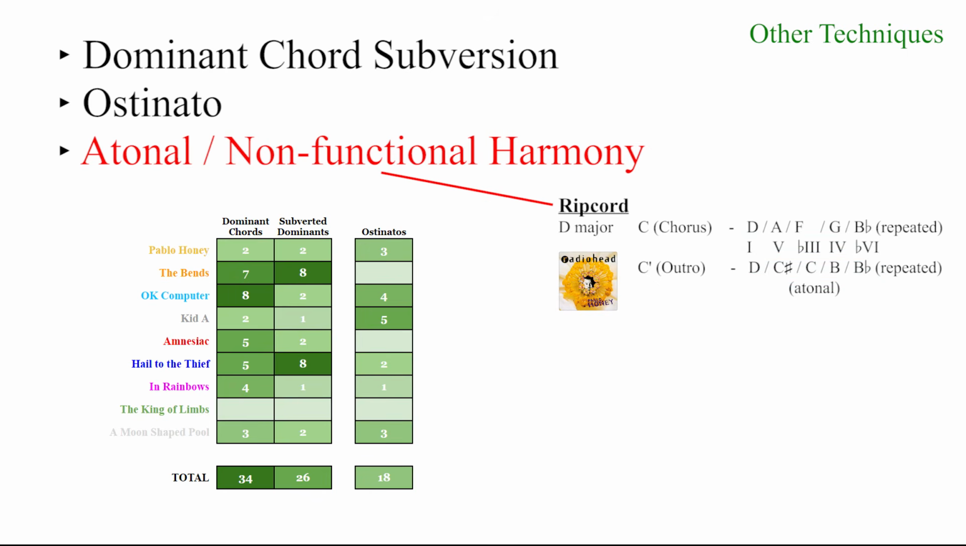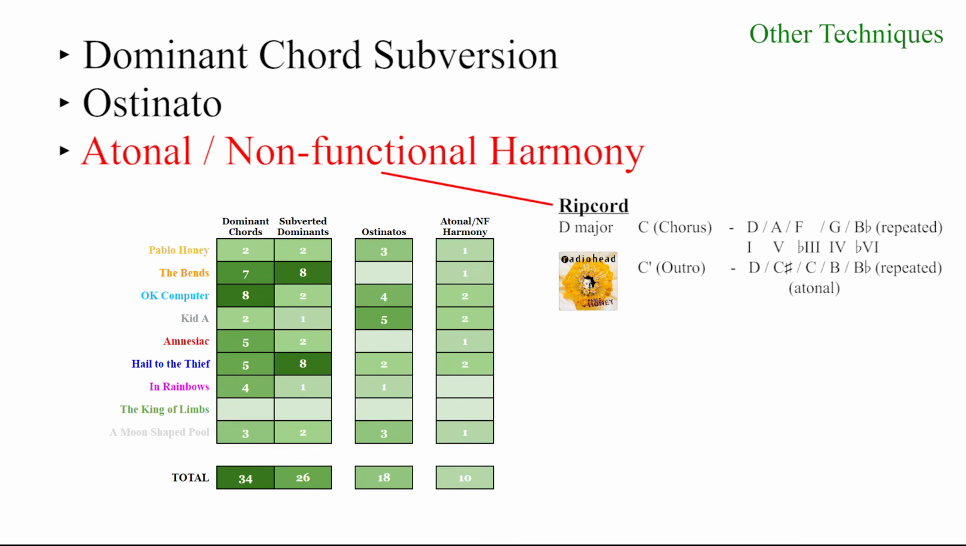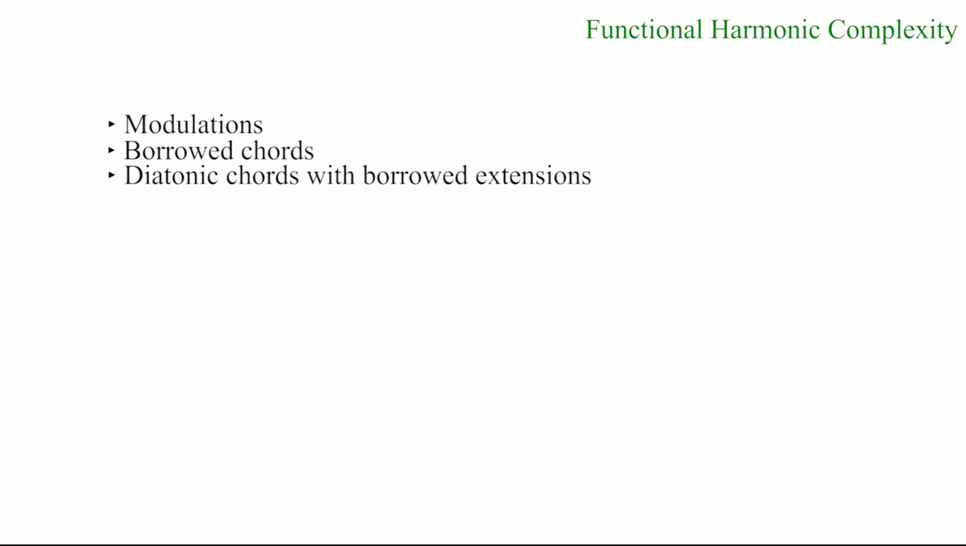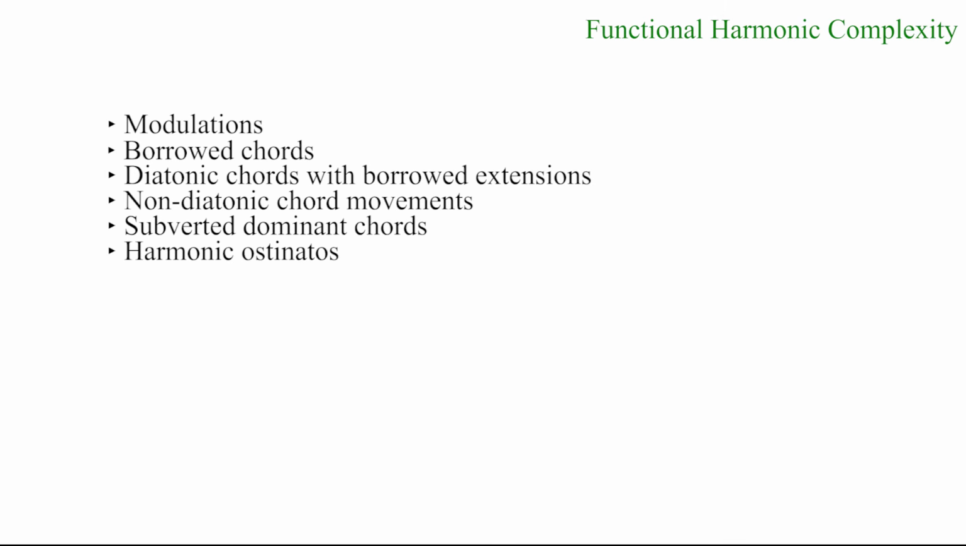Of course, in other cases, a touch of atonality can add to the apparent complexity of an otherwise functional progression. Radiohead doesn't use non-functional harmony all that often, especially later in their discography starting with In Rainbows. In total, it is used 10 times in 100 songs. At last, we've covered every feature that contributes to Radiohead's functional harmonic complexity. There are modulations, borrowed chords, diatonic chords with borrowed extensions, non-diatonic chord movements, subverted dominant chords, harmonic ostinatos, and atonal or non-functional harmony. Now we can return to our original thought experiment.